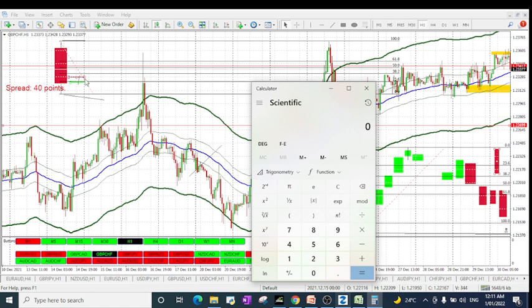Let me explain how I trade this. I try to get in at least 38% retracement, 38 to 50% retracement. So let's call it 40% retracement. So 75% of the time I win 40 points. I said 0.75.